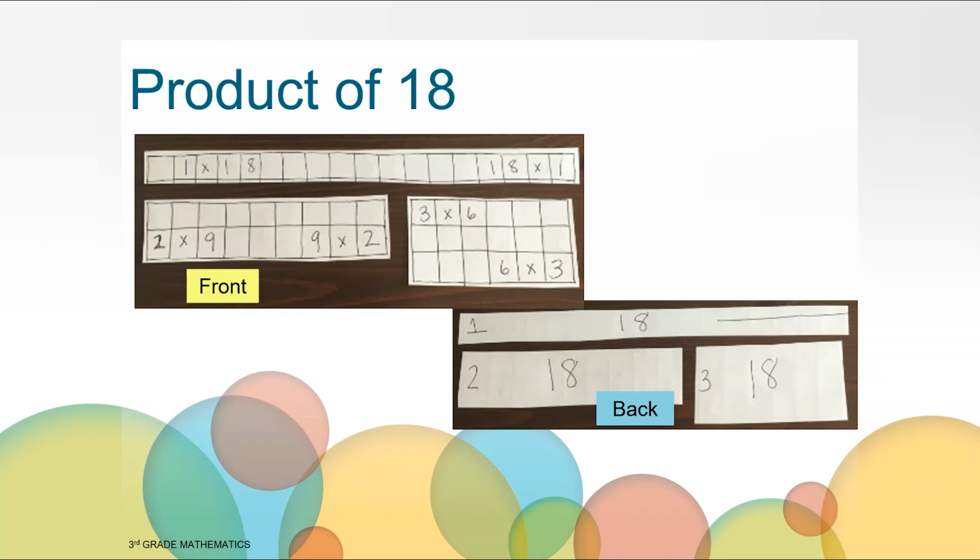For the product of 18, there are 3 arrays. The first is a 1 by 18 or an 18 by 1. The second is a 2 by 9 or a 9 by 2. And the third one is a 3 by 6 or a 6 by 3 array. Your arrays should look like the ones shown on the screen here.